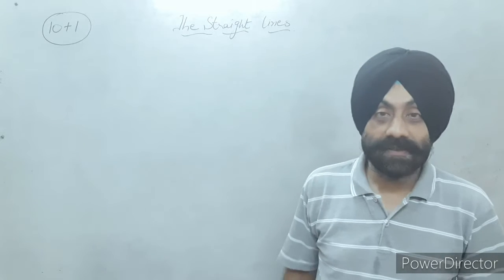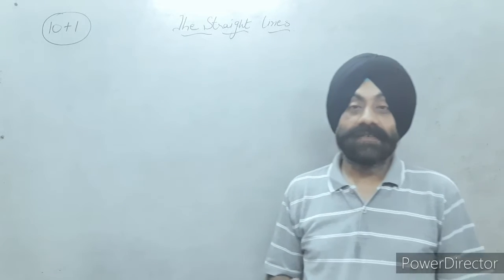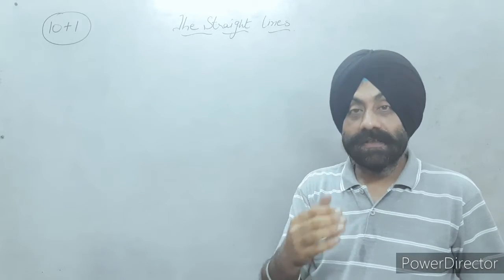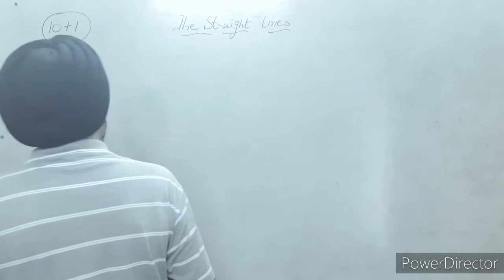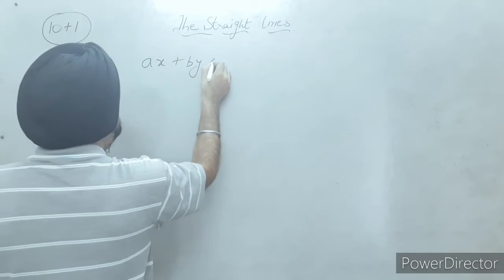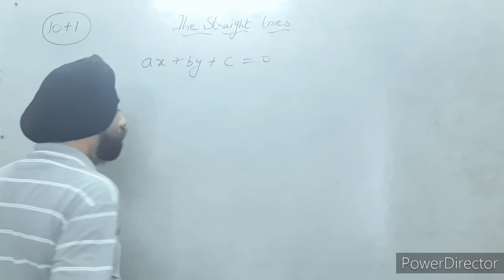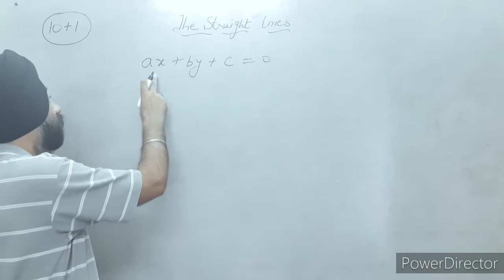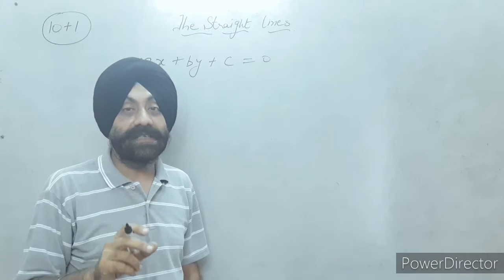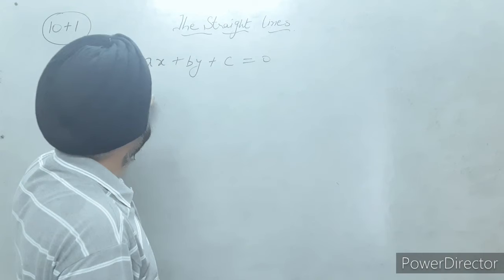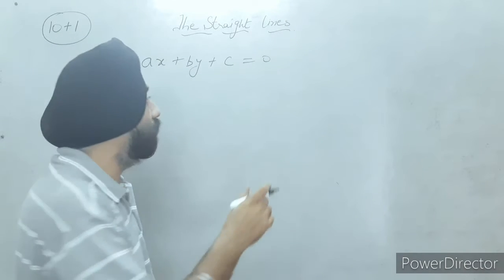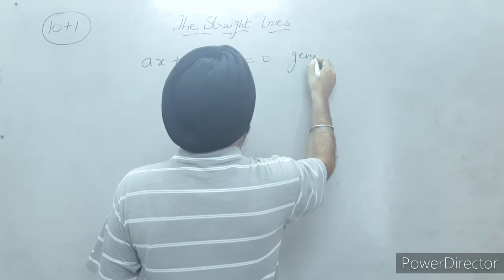Today I am going to start with a chapter, the straight lines, from plus one class. Now let me write the general form of a straight line. It is represented by the equation ax plus by plus c equals 0. This you must have come across in the chapter of linear equations in two variables in standard, in which a straight line was represented by ax plus by plus c equals 0 form. This is called the general form.